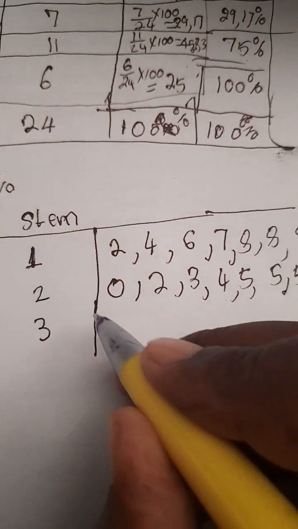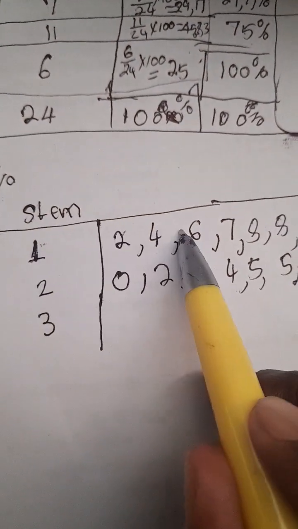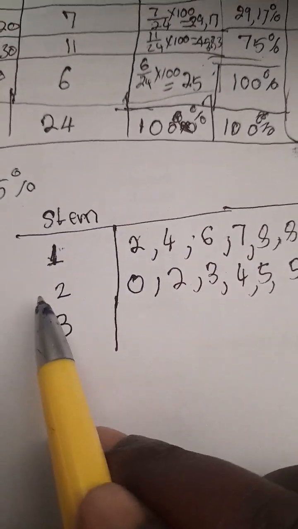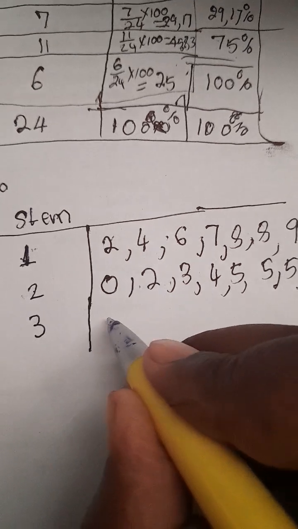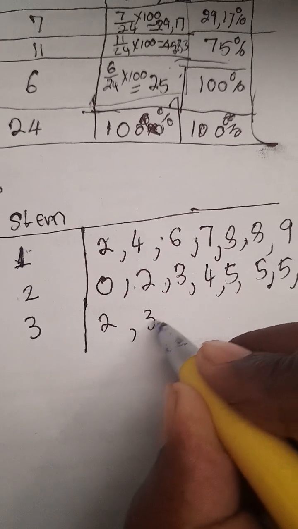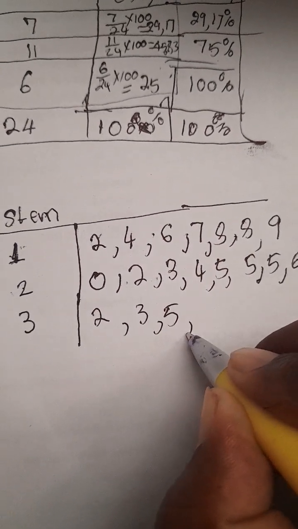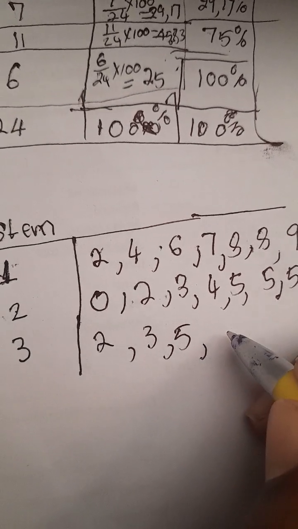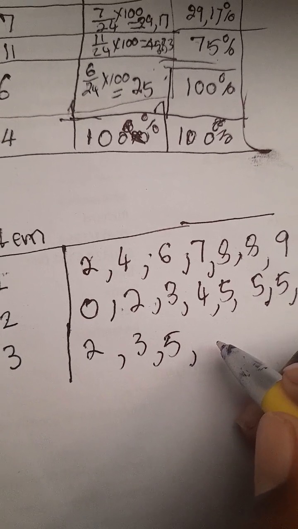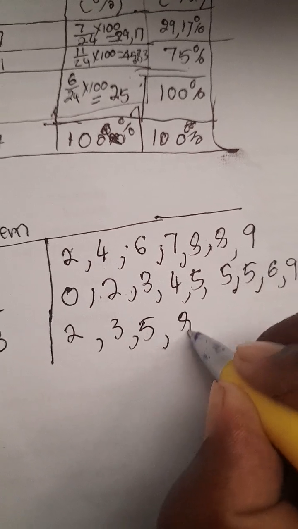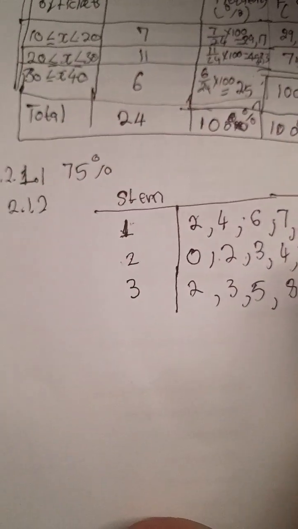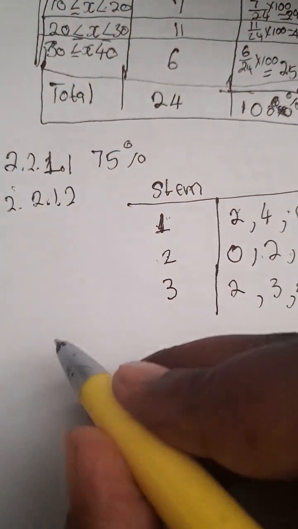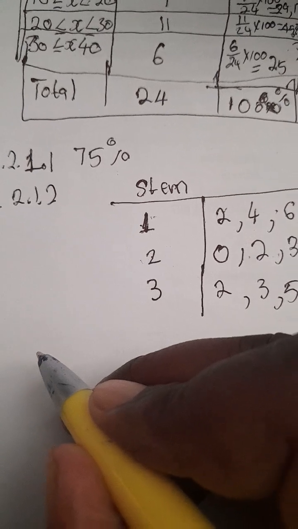Then let's go to the 3s. Remember, it's 12, 14, 16, 17, and so on. It's 20, 22. So in terms of 30s, we have 32, 33, 35, 38, we also have 38, we also have 39. So that's how you will draw your stem and leaf. That's how you plot a stem and leaf. So you will get that beautiful 4 marks.